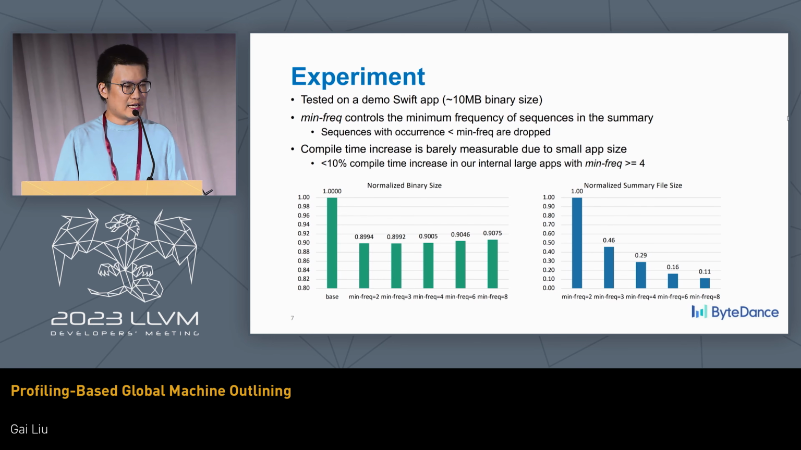So this also shows that, at least for this program, the low frequency sequences do not matter that much, which is also intuitive because they don't really contribute to much of the savings that we have. In terms of compile time, since this app is really small, we can barely measure the difference in the overall build time. And in our internal larger apps with a min frequency of 4, our compile time overhead is less than 10%.